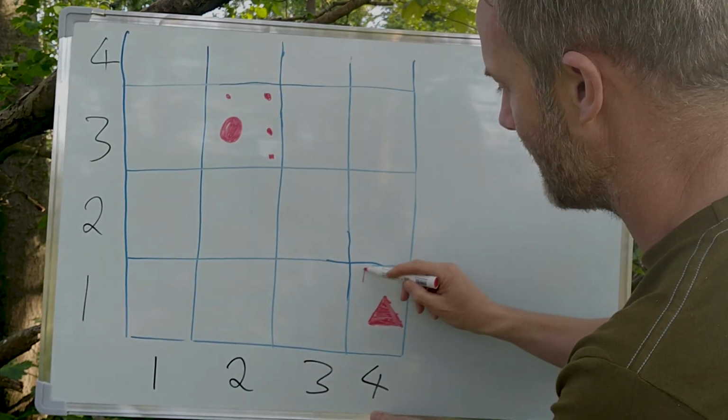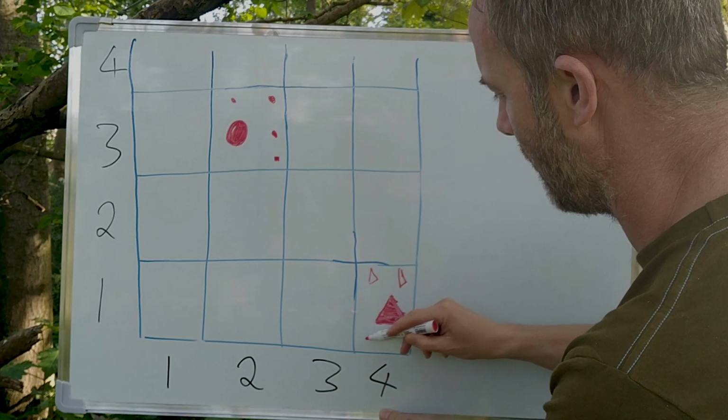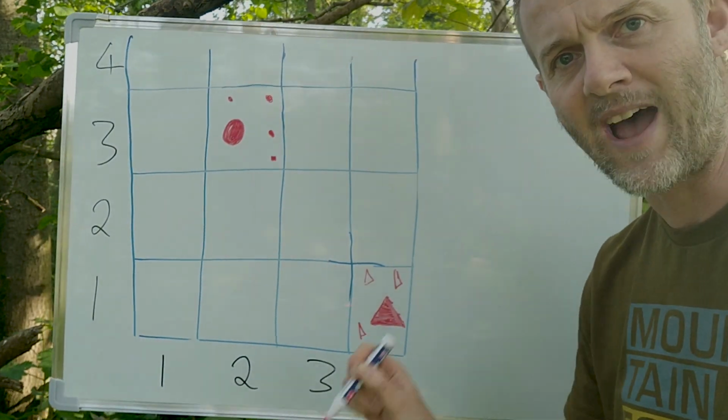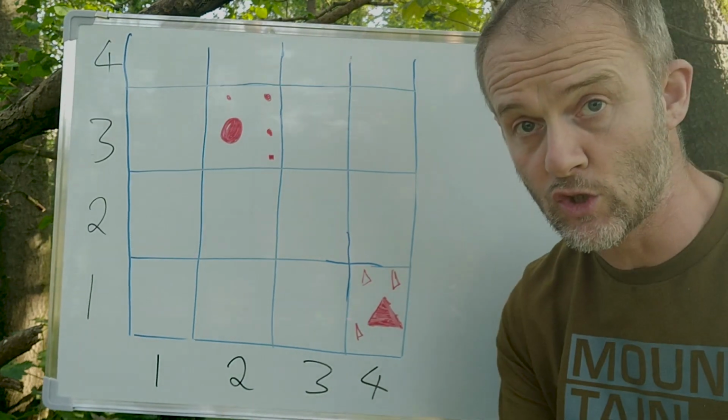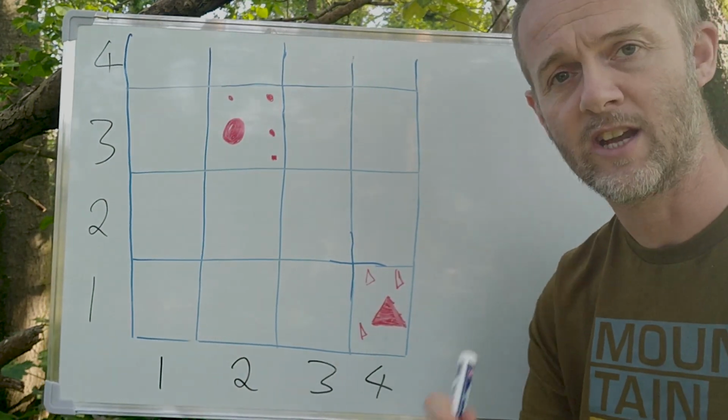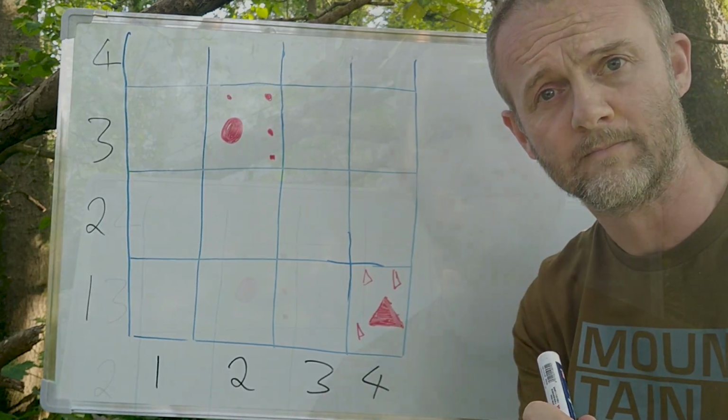It could be there, it could be there, or there, or there, but it is somewhere inside that grid square. Somewhere inside that grid square. It's not an exact location like a coordinate is.